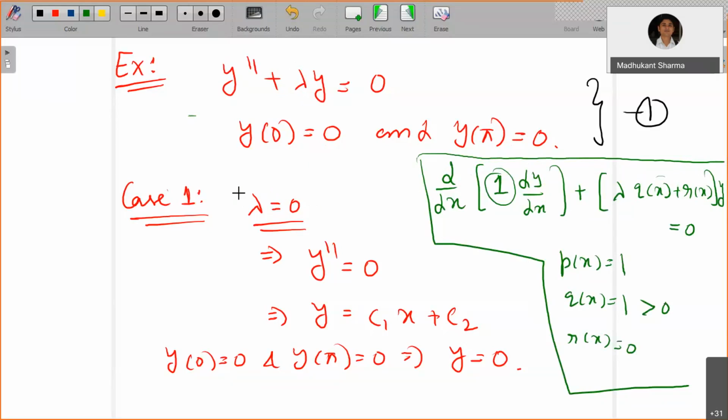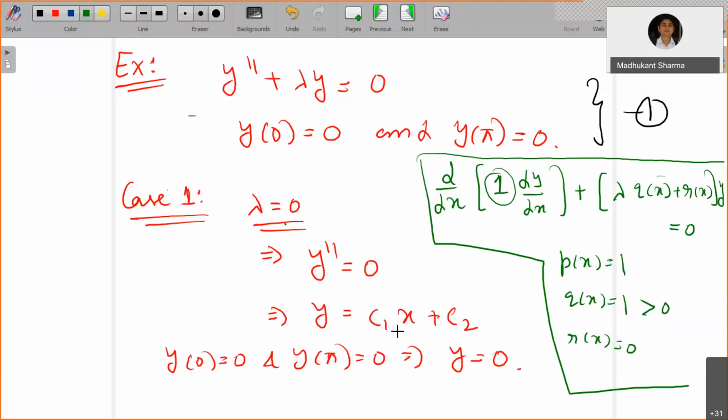When lambda equals 0, you have y double dash equals 0. Integrating two times, you get the equation of a line. But if you substitute the boundary conditions, y at 0 is 0 and y at pi is 0, what do you get? The constants C1 and C2 both become 0, meaning only the trivial solution is possible. We are not interested in trivial solutions, so this case will be discarded.